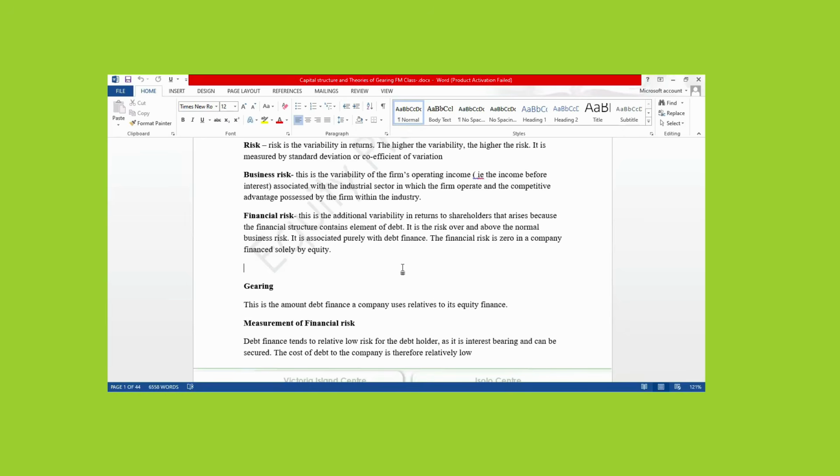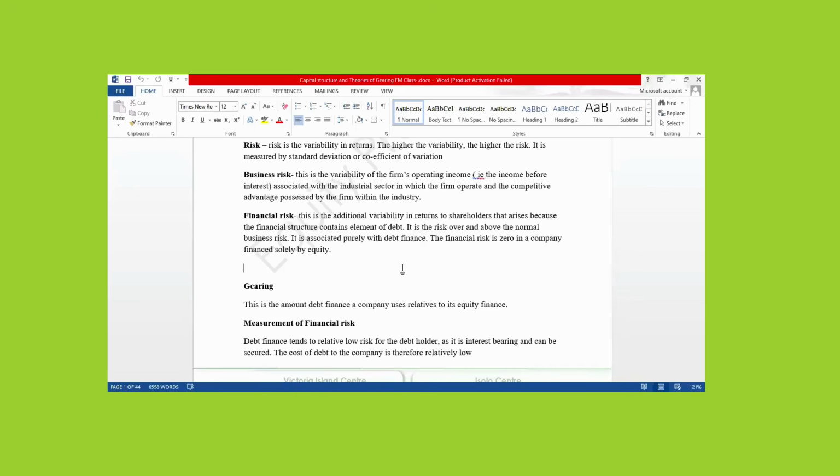Our next discussion, gearing. What is the meaning of gearing? It's also called leverage. Gearing is the proportion of debt capital to equity capital. Your gearing ratio is the extent to which a company has borrowed money. Gearing measures the extent to which a company has borrowed money to finance its business.